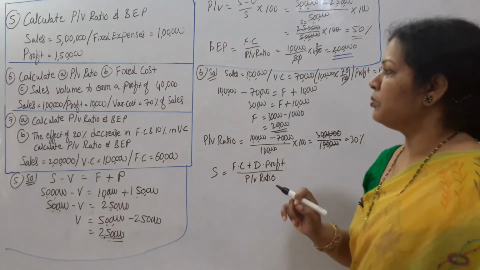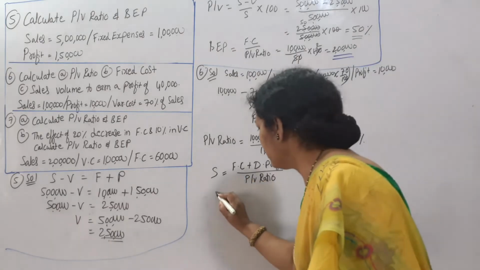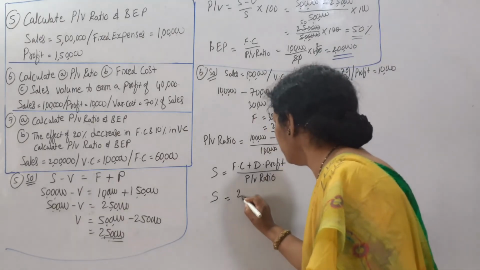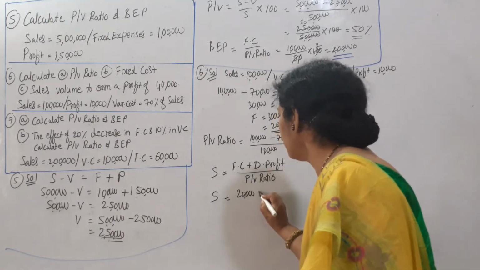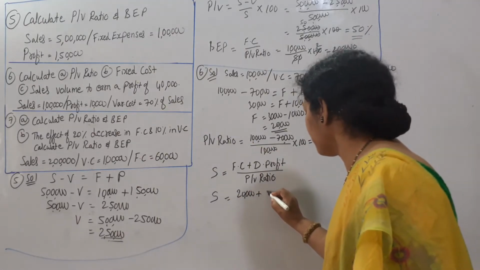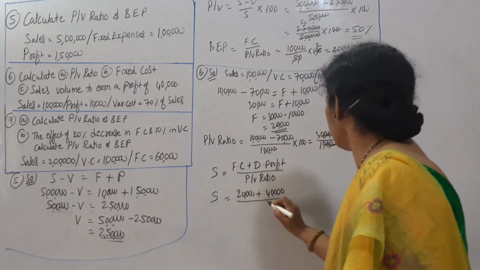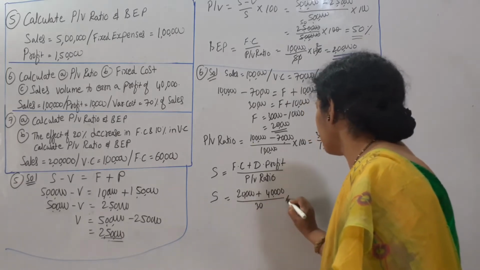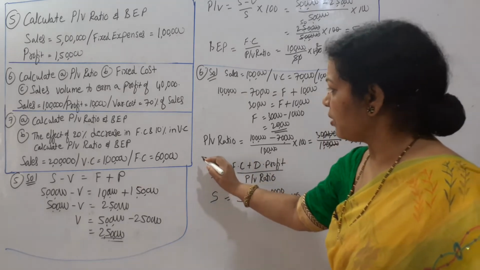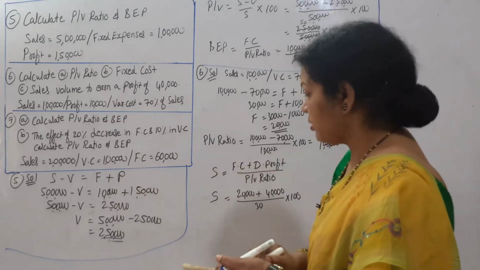Sales volume to earn a profit of 40,000. So this we wanted to find out. Fixed cost is, we know, 20,000, to earn a profit of 40,000, by PV ratio 30%. Here you can write sales volume. This is what they were asking, PV ratio.